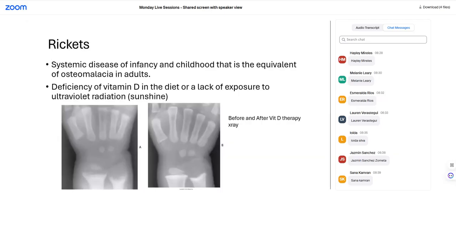Rickets. This is a systemic disease in infants and childhood, so it's equivalent to the osteomalacia that we just saw in adults, and is caused by deficient vitamin D in the diet or lack of exposure to sunshine. So you see here on the left, image A shows the rickets in the child. Then after vitamin D therapy, you can see the improvement in the bones.